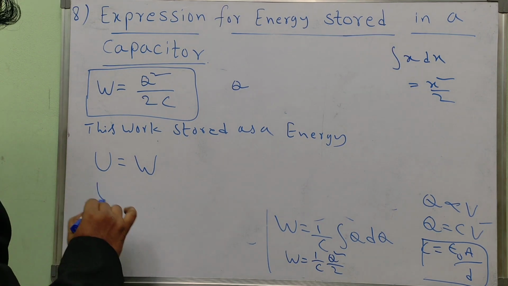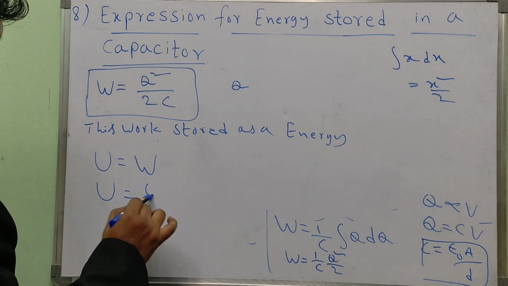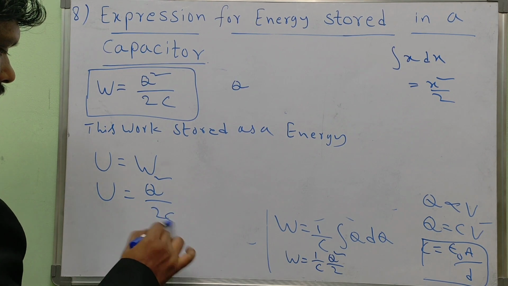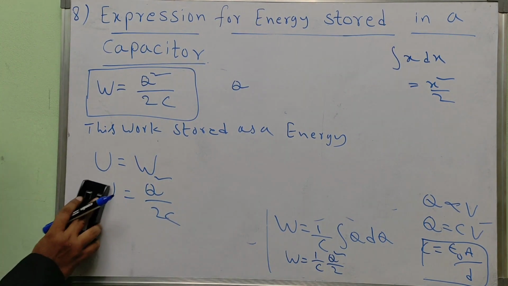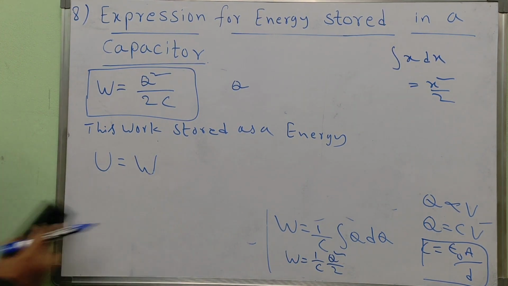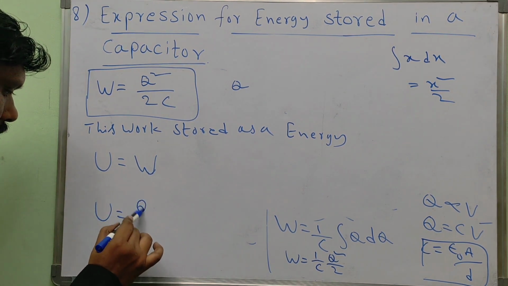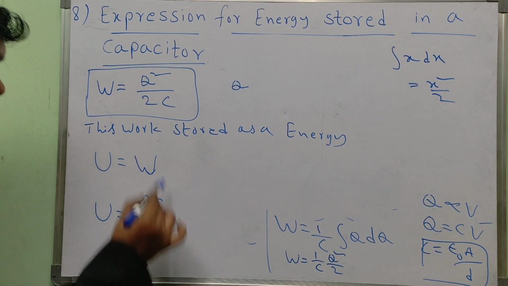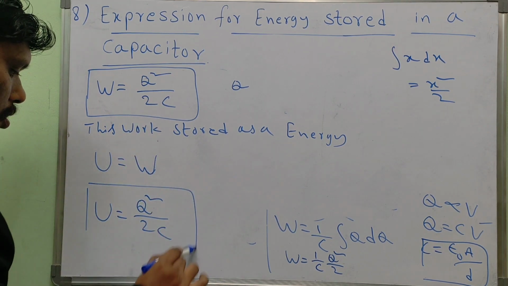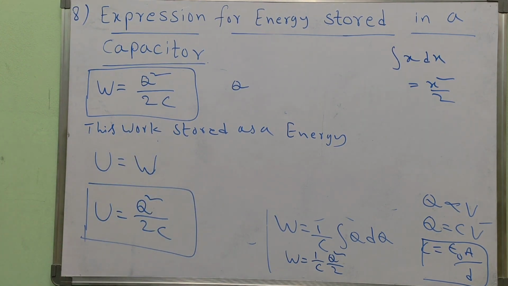Then U is equal to the work done. What is the work done? Q square upon 2C. Already we proved here. So this is the potential energy stored in the capacitor plates.